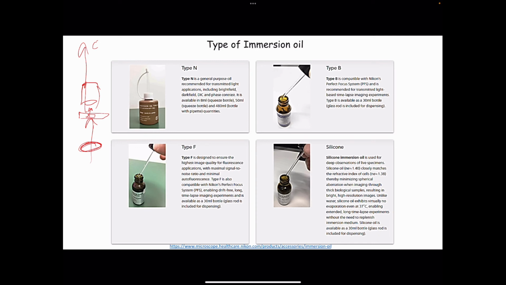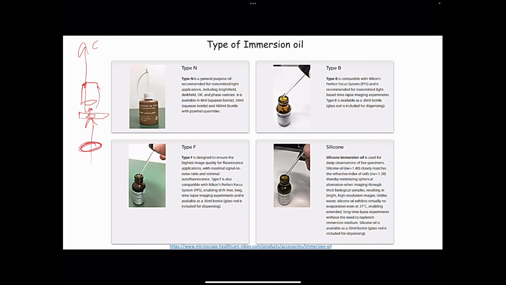Since the light transmitted from the object is used to visualize the image, it is called transmitted light microscopy. All the bright field, dark field, DIC and phase contrast imaging are available to use, because they are all diffraction limited and all of them are transmitted light microscopy. Nikon suggests using type N oil for this, which is a general purpose oil.